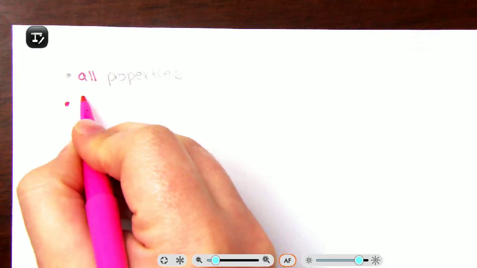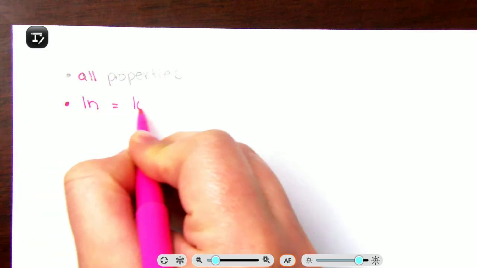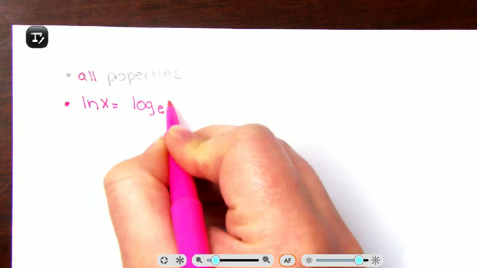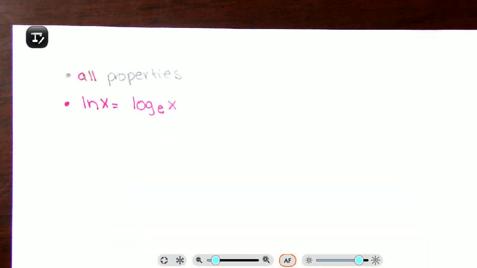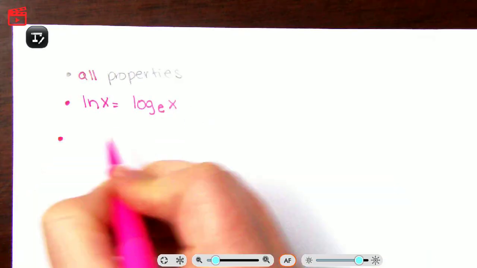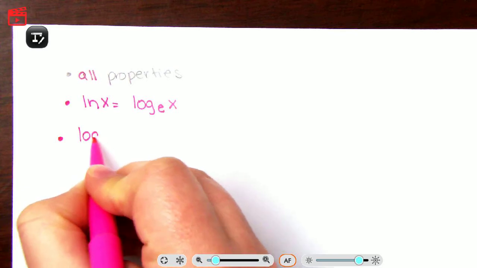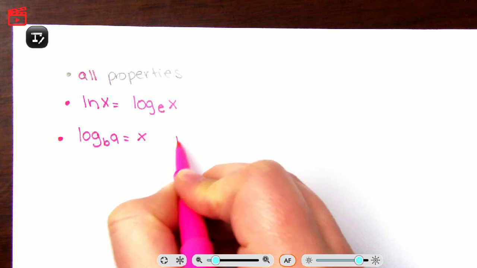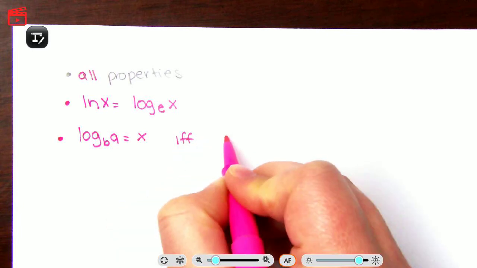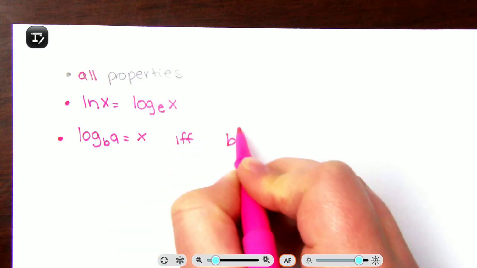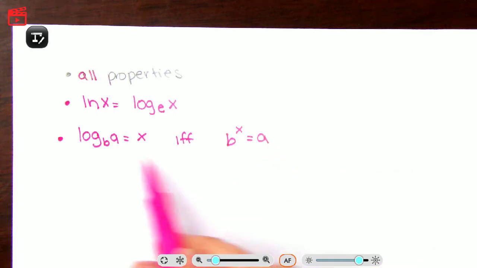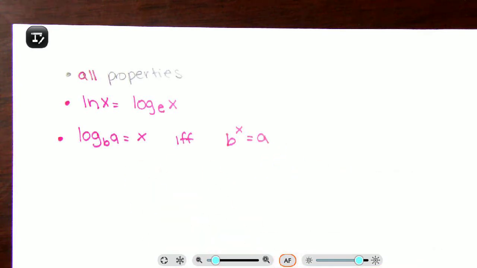You need to know that natural log is log base e, and how to use that. You need to know the definition of a logarithm. You need to know that log base b of a is equal to x if and only if b to the x is equal to a. You need to know how to go from one form to the other very fluently. You need to make sure there's no hiccups there.